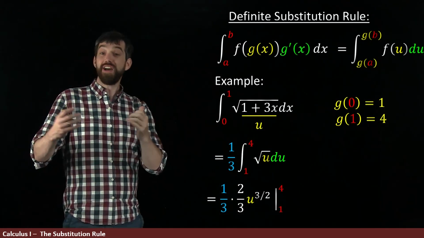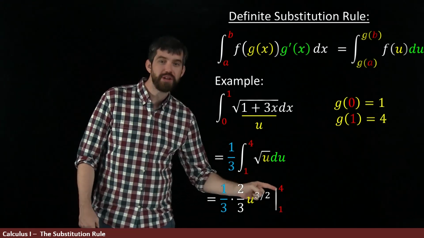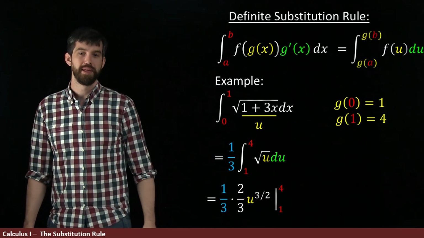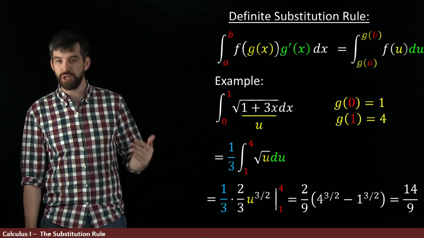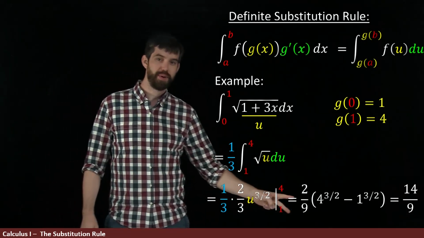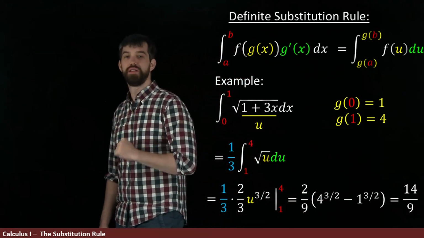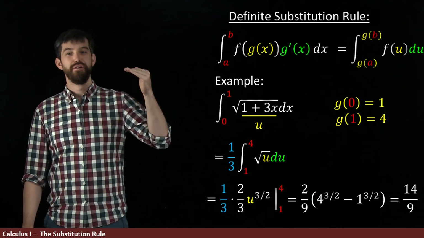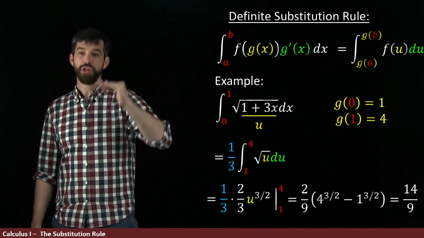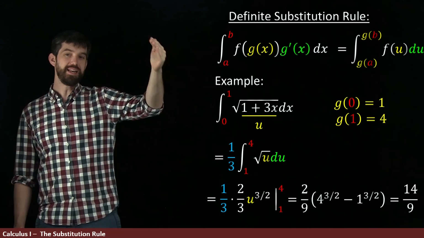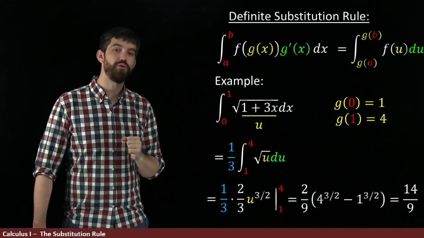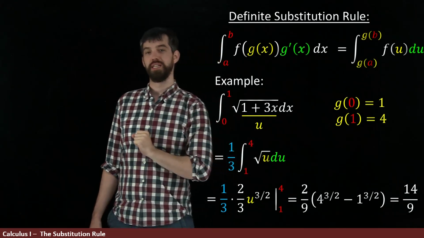Nonetheless, the final step that remains for us is to evaluate at the 4 and the 1, so I'm just going to plug them in. I can say this is the 1/3 times the 2/3 is the 2/9. So I get my 2/9 here. And then it's just the 4 to the 3/2 minus the 1 to the 3/2. I can say 4 to the 3/2 is like 2 cubed, which is 8. 8 minus 1 is 7. And so I get, in the end, 14/9.